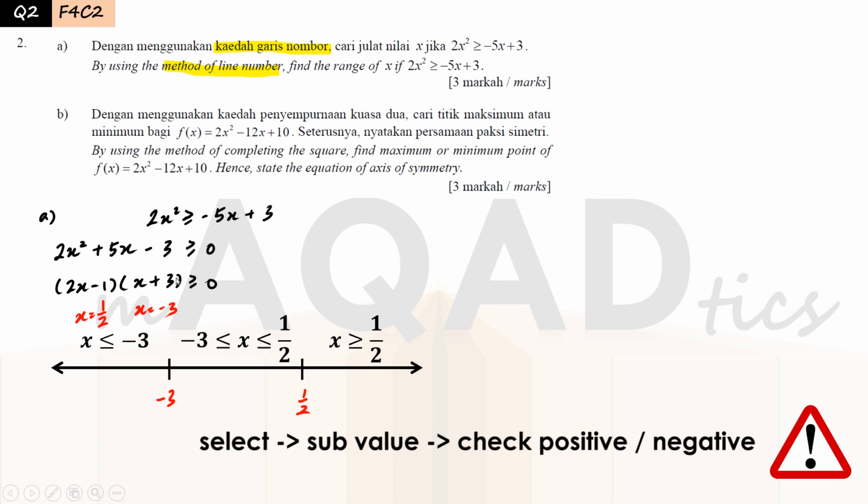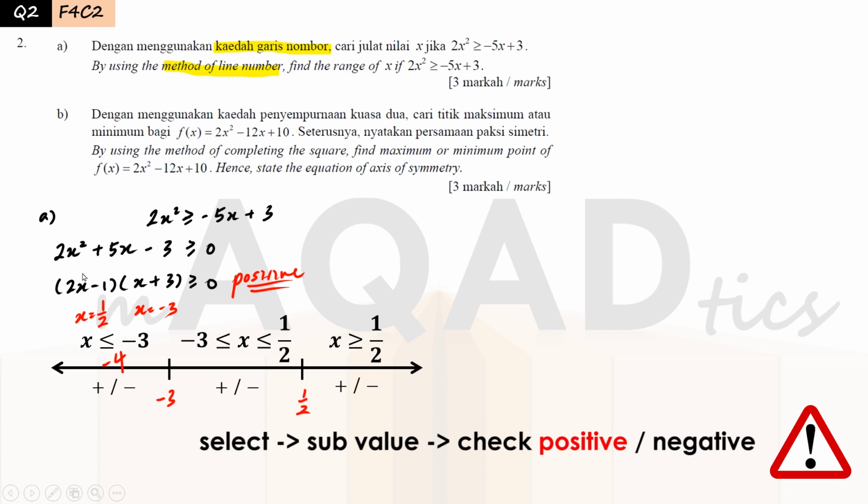Then what we are going to do is select one value from each of the parts and substitute inside here. Then we check whether it's positive or negative only. If you look at here, it's greater than or equal to 0, so we are going to find the parts which are positive. If we select they are positive, that means the part would be our answer.